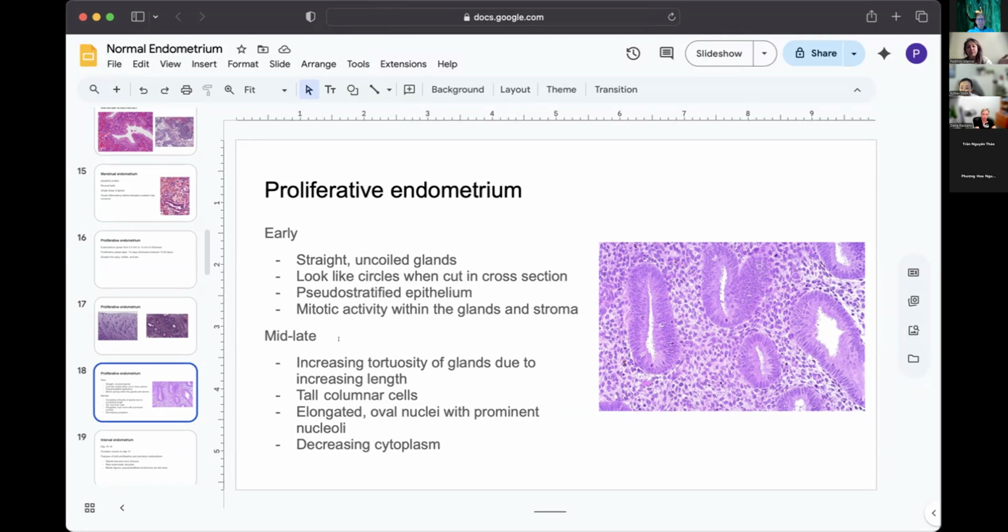And as you get later and later into the cycle, now the glands will start to get increasingly tortuous. And it's a spectrum. You're moving towards secretory where they're incredibly tortuous, and we'll see what that looks like. You also have a loss of cytoplasm as you move later in the phase, and the nuclei get more oval and elongated, and you could sometimes even see prominent nucleoli.